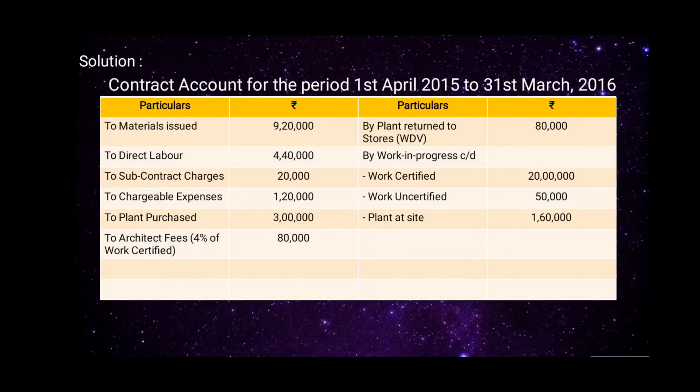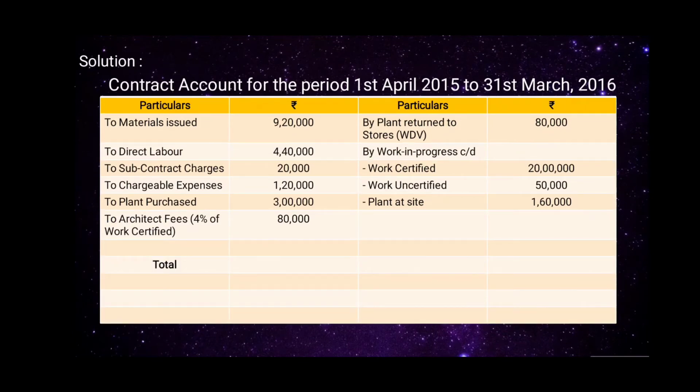So we'll record it on the credit side. Plant at site amount will be 1,60,000. So total amount on both the side will be 22,90,000. Now notional profit carried down, which is on the debit side. So the balancing amount will be 4,10,000. So we'll bring down on the credit side, by notional profit brought down amount is 4,10,000.